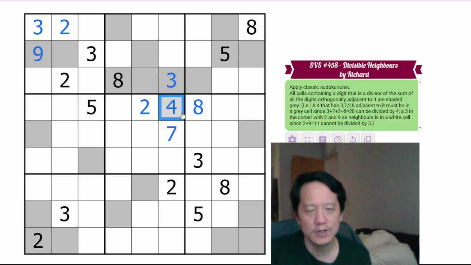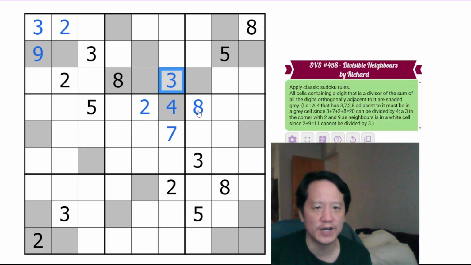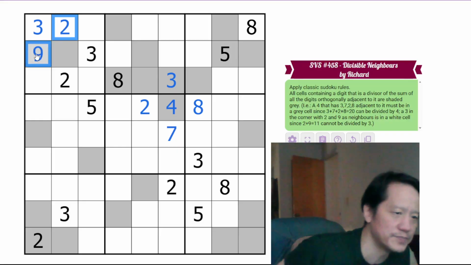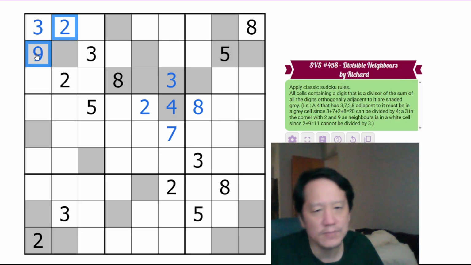So again, the 4, since it's in a gray cell, must be able to divide evenly into the sum of the cells that share an edge with it, right? So 2, 3, 7, 8 adds up to 20. 20 divided by 4 does not have a remainder, so that is valid. And, for example, this 3 does not divide evenly into the sum of 2 and 9, which are the cells that share an edge with it. So it must be white. Anyways, those are all the rules. If you'd like to play along, there's going to be a link in the description. And now, I'm going to get started.